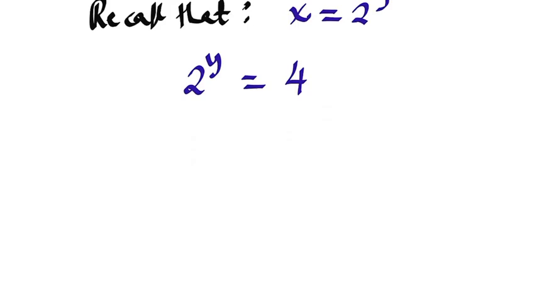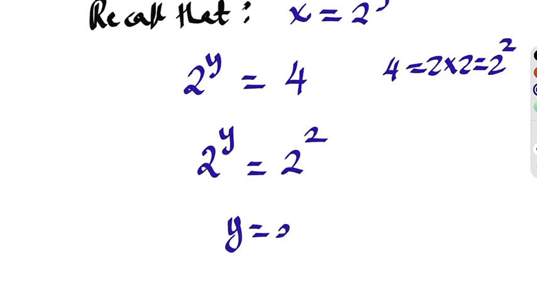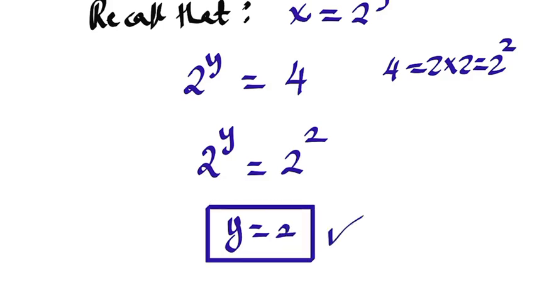All right, so from there the next thing we're going to do: we have 2 to the power of y equals 4. 4 can be written as 2 times 2, the same thing as 2 to the power of 2. So therefore 4 will be 2 to the power of 2 here. Since we have the same bases, we are going to equate the exponents. So we have y equals 2 to be the solution to this problem.